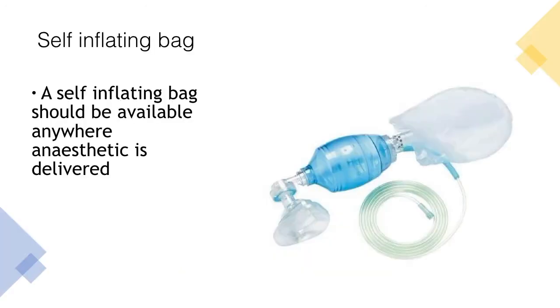Before beginning to check the anaesthetic machine, you need to ensure that a self-inflating bag is available. A self-inflating bag should be available usually on the back of the anaesthetic machine and should be available anywhere that you deliver an anaesthetic. This is essential as it is an emergency piece of equipment that can be used if the anaesthetic machine fails.